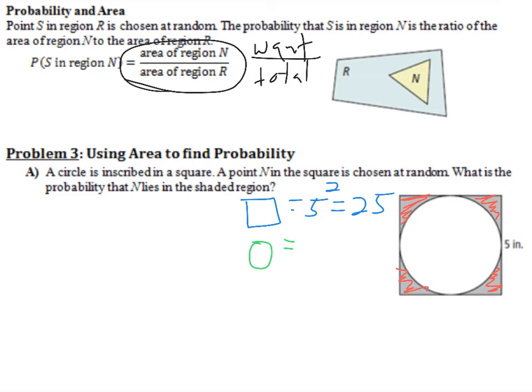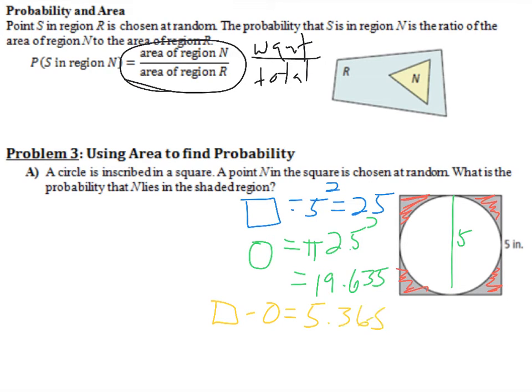Now, the circle has a diameter of 5. To find the area, we do pi times r squared, so pi times 2.5 squared, which gives me an area of about 19.635. So to get the area that I want, I do square minus circle. So if I did 25 minus 19.635, the area that I'm looking for is 5.365.